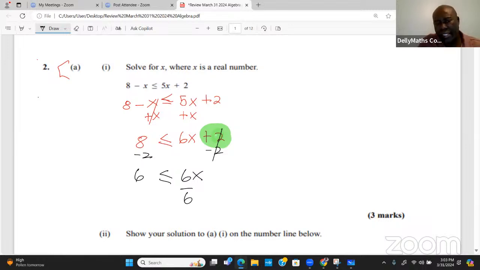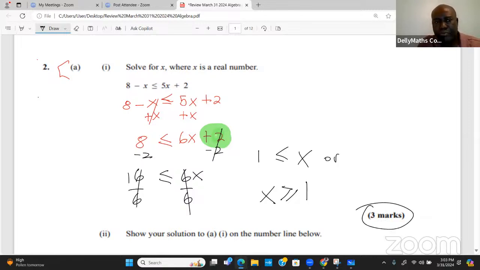Finally, we divide both sides by 6. Then we have 1 is less than or equal to x, or you could have read this from where the x is. You would have said x is greater than or equal to 1. Whichever way you want to represent it, it's the same thing. So this is for 3 marks right here. That's for 3 marks right there. So x is greater than or equal to 1.